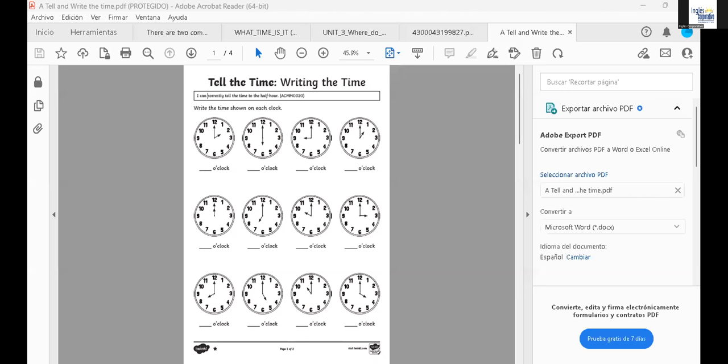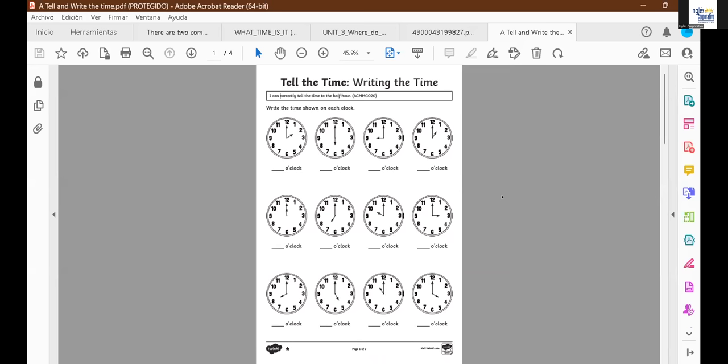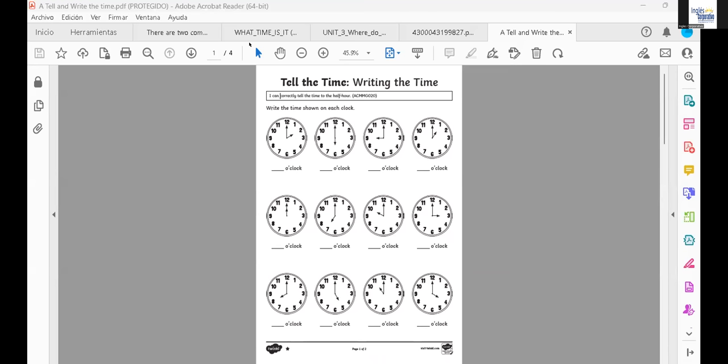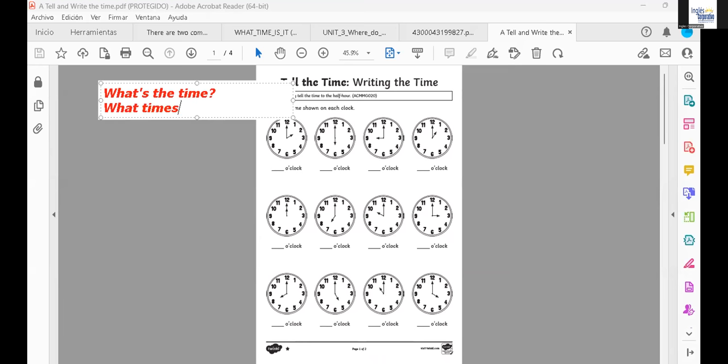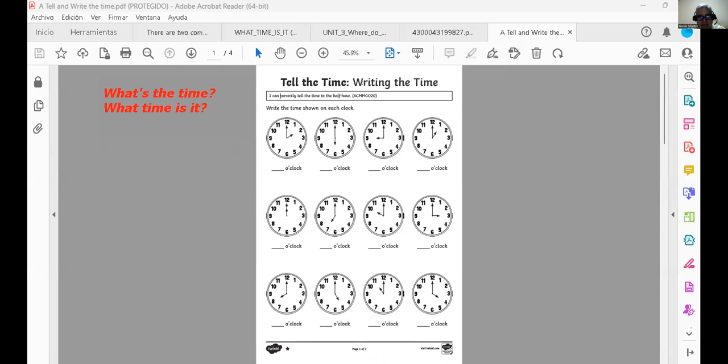Okay, so here we have some clocks. Look at this. So now you're going to be practicing with the question, what's the time or what time is it, right? So the question that you have to ask is, what's the time or what time is it? Number one, look at this. Write the time shown on each clock.